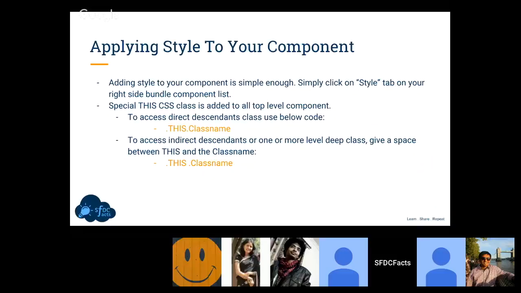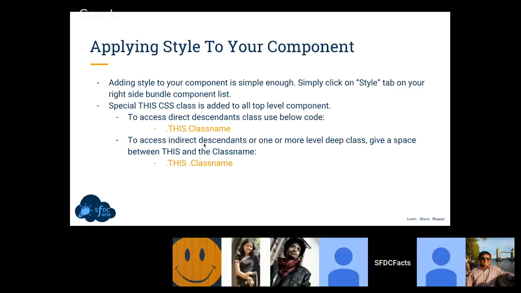Then we'll be seeing how to apply the style sheet on the top level component and indirect descendants. You can simply apply the style sheet on the top level component by using dot this. This is a keyword supplied by the Lightning framework itself. It represents your current page or current markup, so dot this you always have to use. After dot this, you can simply give the class name of the top level component. Let's say you have a div element in your body, and inside your div element you have a class called abc. You can simply give dot this dot abc, and the style sheet will be applied on that particular component.